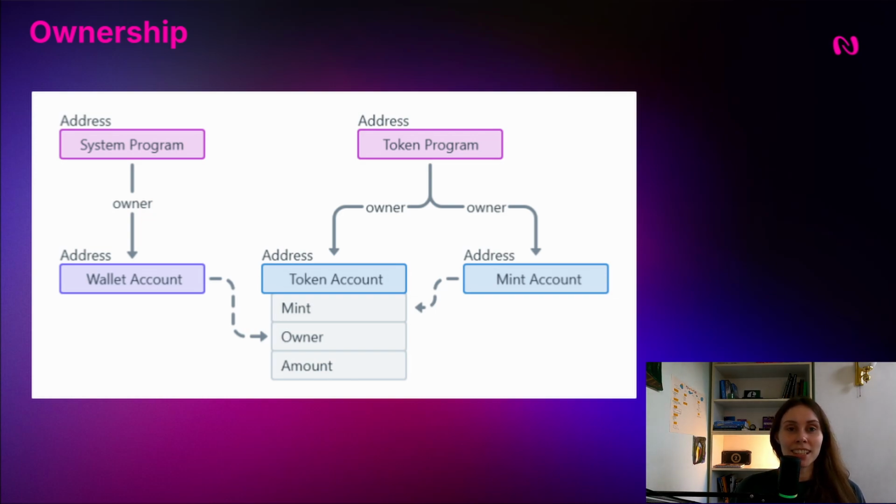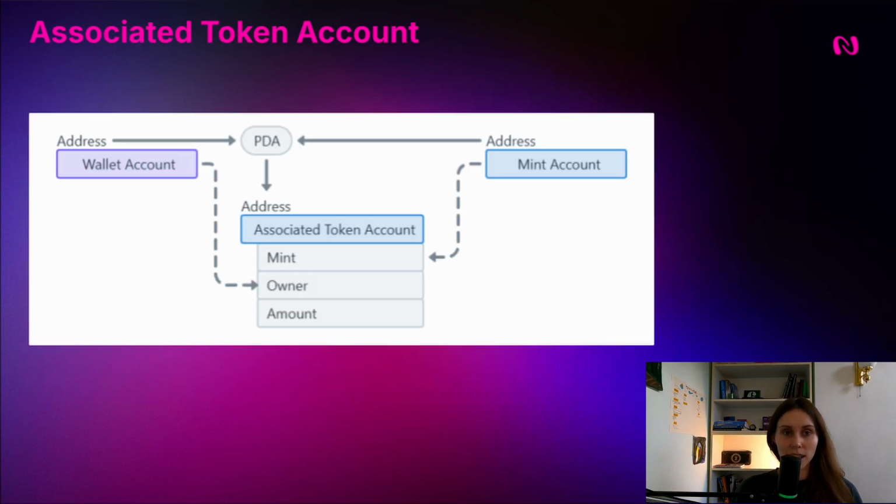And there is another type of account that is called the associated token account. And this kind of account simplifies the whole process of finding a token account's address for a specific mint and owner. So you can think of the associated token account as the default token account for a specific mint or owner.